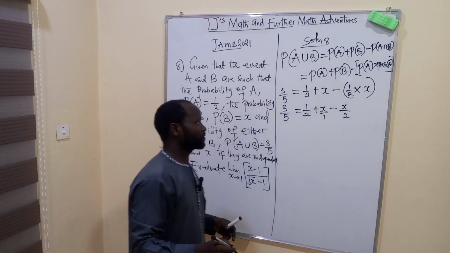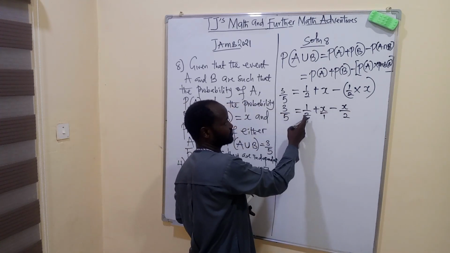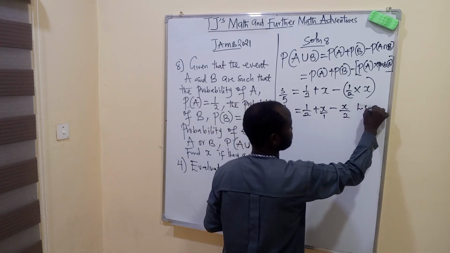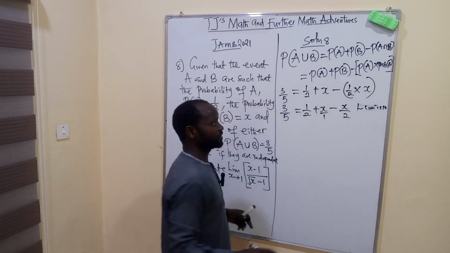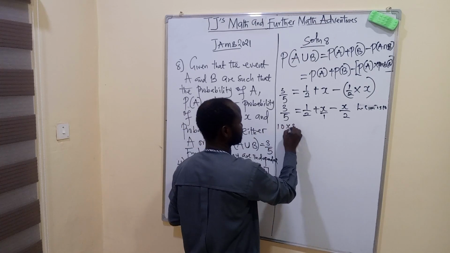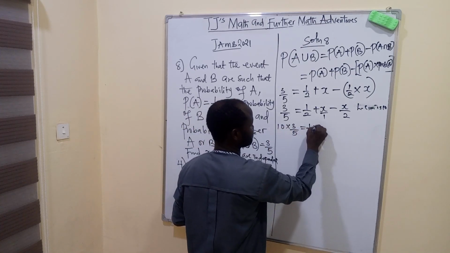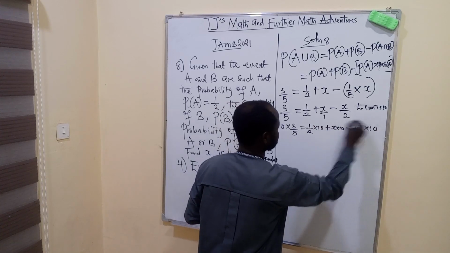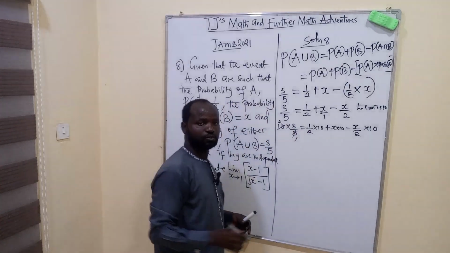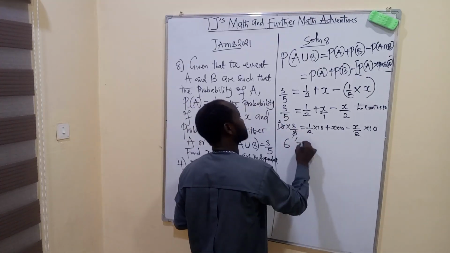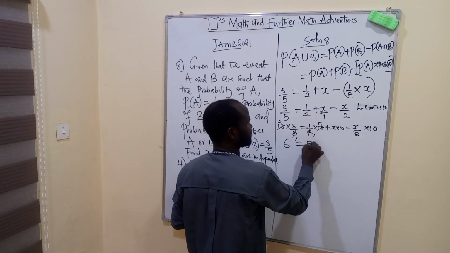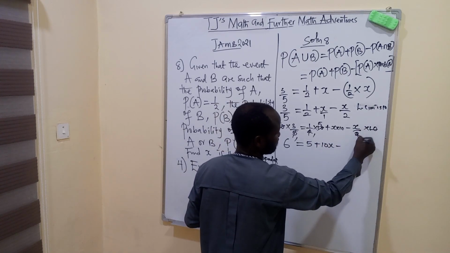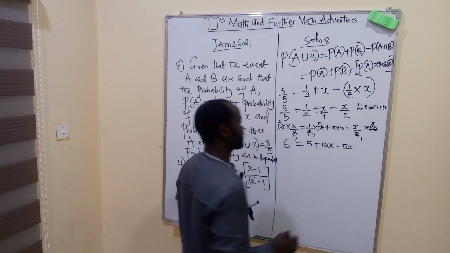This is over 1. Okay, so we can clear this fraction. The LCM of 5, 2, 1, and 2 is 10. So we multiply through by 10. This will be 10 times 3 over 5 equals half times 10 plus X times 10 minus X over 2 times 10. 5 into 10 is 2, and 2 times 3 is 6. Then 2 into 10 is 5, that will be 5, plus 10 times X is 10X, minus 5 times X, that will be 5X.